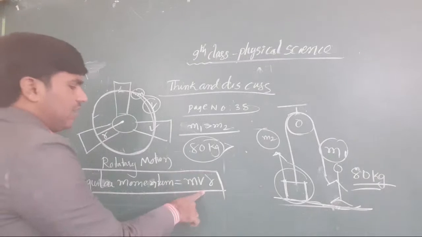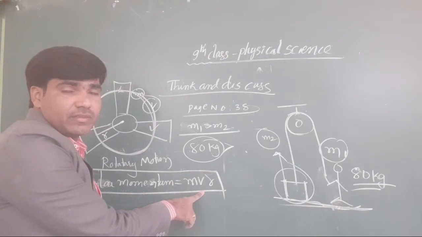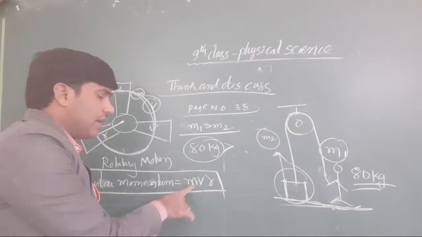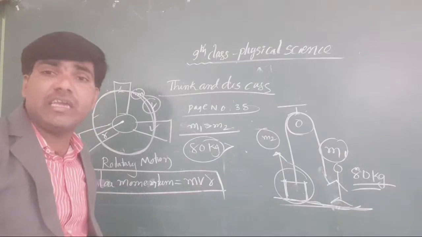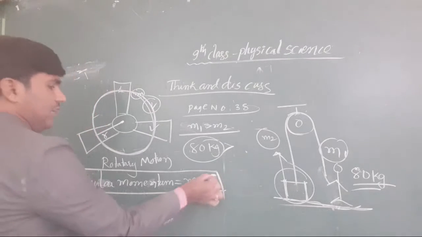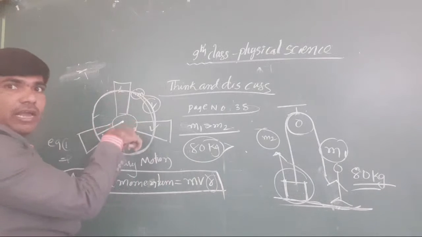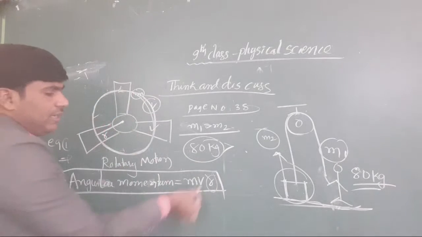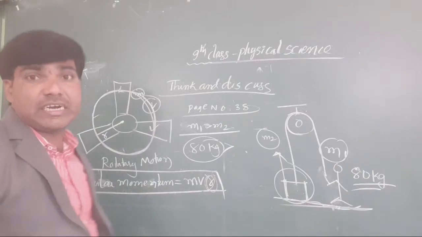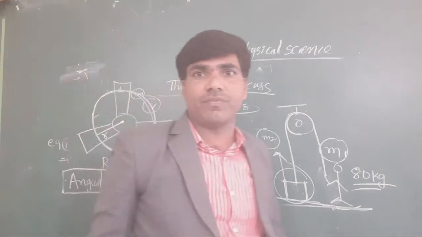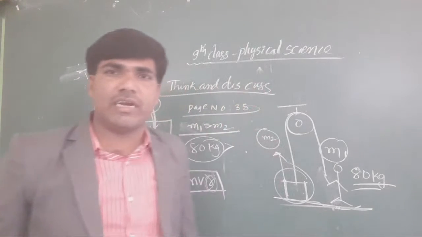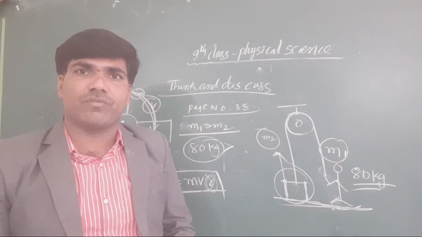The product of mass and velocity is called linear momentum. But when we take angular momentum, like in this circular motion, we compulsorily take into account the radius of that circular motion. Clear or not, all the students? The radius of a circular motion.